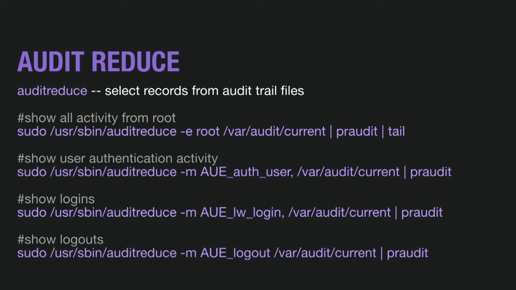If you want to show authentication activity, you have to start switching out these tags from the audit events file. You would see these. In this case, it's AUE_auth_user. That's the tag, basically, for authentication. You can do logins, logouts. Again, you're basically just switching out whatever is in those audit files so that you can see logins, logouts. It's all time-stamped in there too.